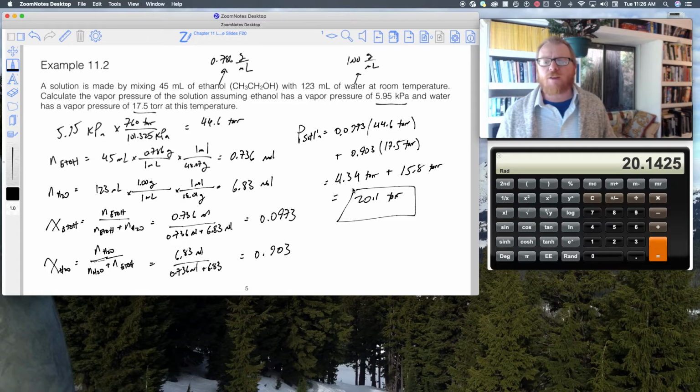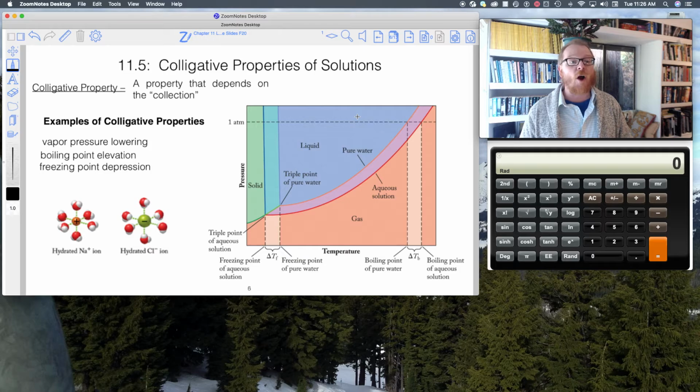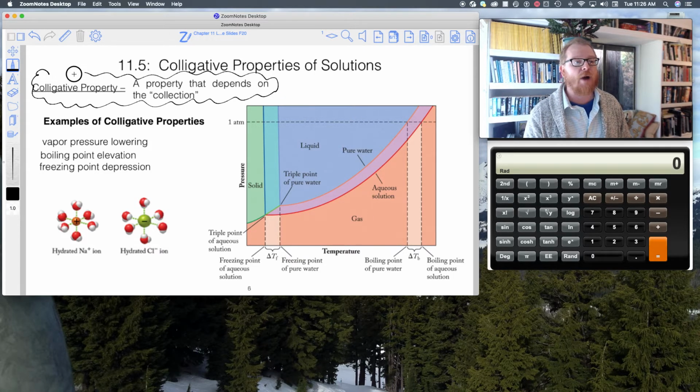Okay? So all of this stuff that we've done are what we call colligative properties. Okay? And what colligative property means is it's a property that depends on the collection. And no, I'm not talking about the Borg. I'm not going to assimilate you. So this collection, it really means like the number of things in solution. Okay? The more things that we have in solution, the more significant are these colligative properties.